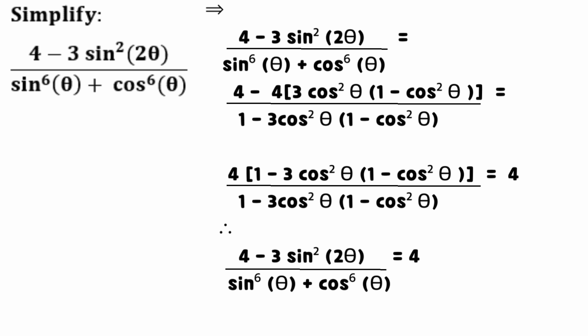After simplification of values, therefore, 4 minus the product of 3 and the square of sine 2 theta, all divided by the sum of sine theta to the power of 6 and cosine theta to the power of 6, equals 4.